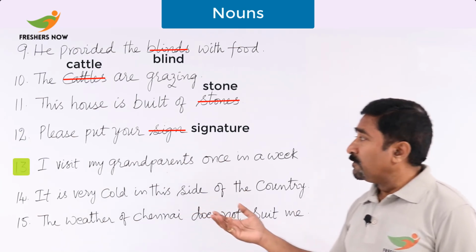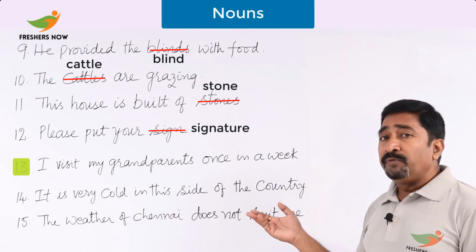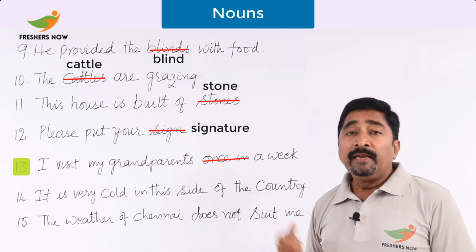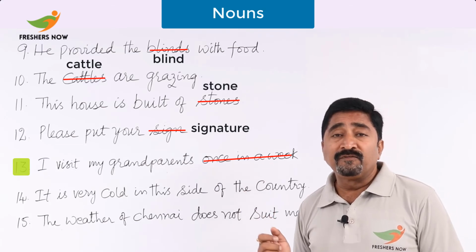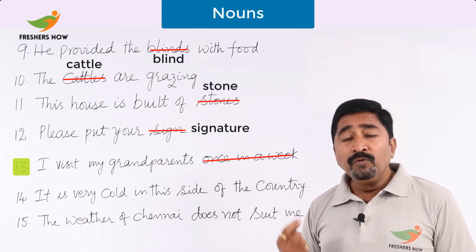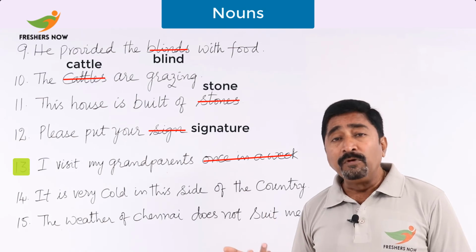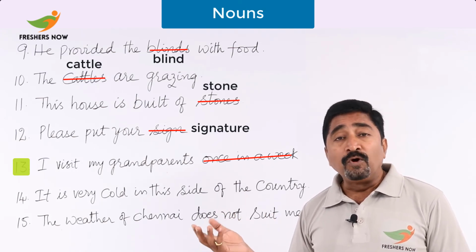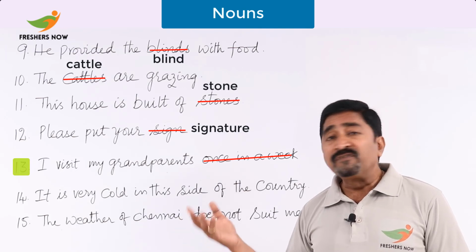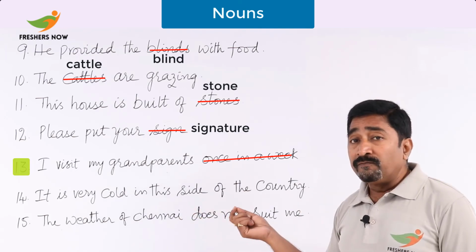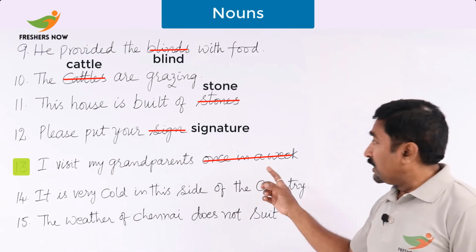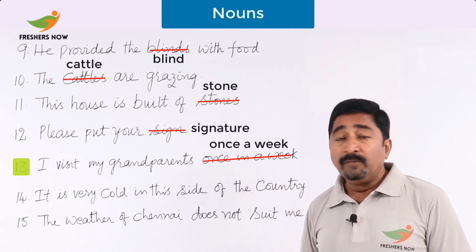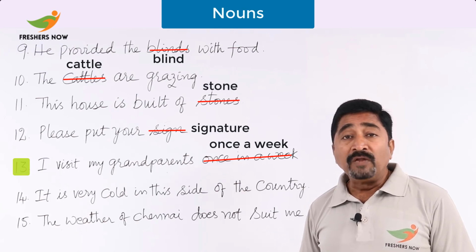Now let's see the next one. I visit my grandparents once in a week. It's a phrasal noun. Now how is this combination used? If you have to use that in a plural, you can say once in 2 months or once in 2 weeks or something like that. But when you refer to once, that is once a week, not to use that once in a week.